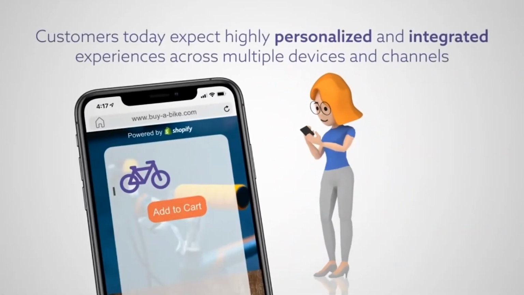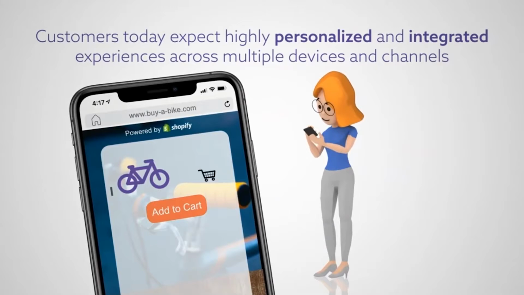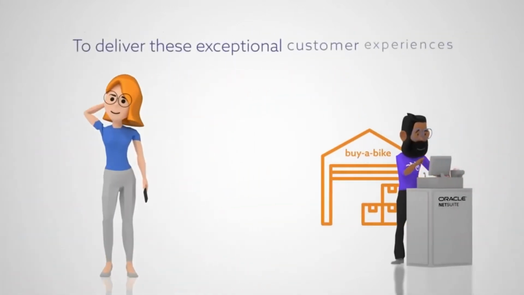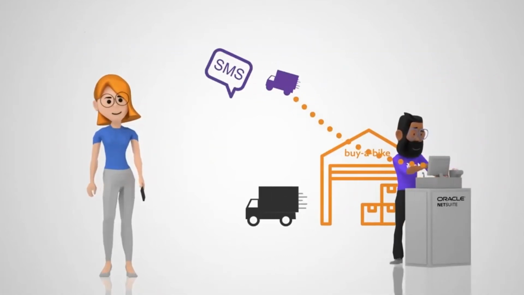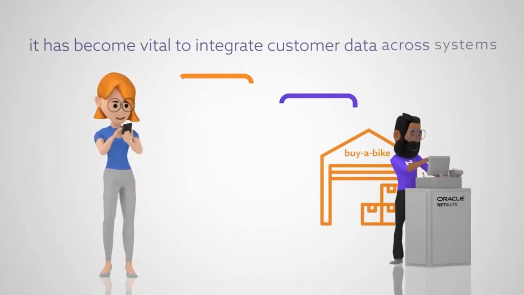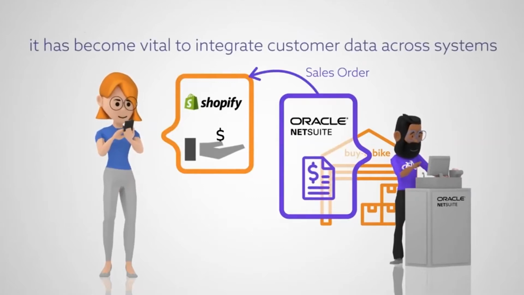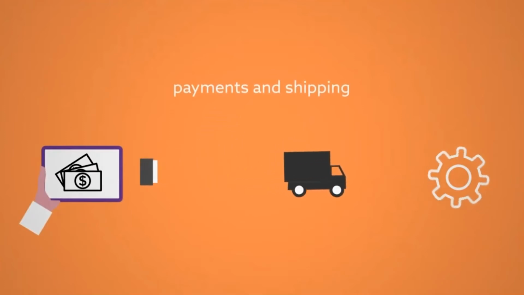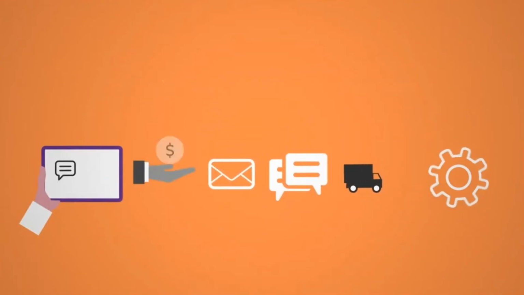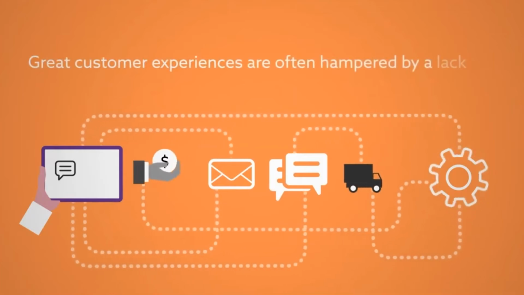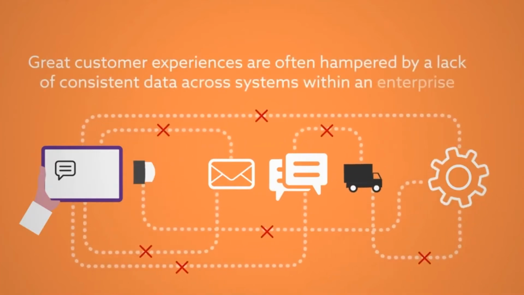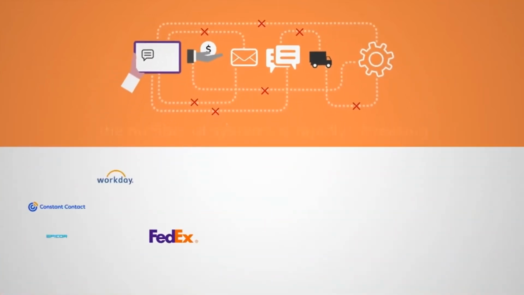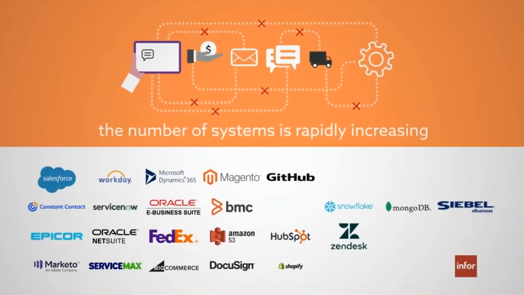Customers today expect highly personalized and integrated experiences across multiple devices and channels. To deliver these exceptional customer experiences, it has become vital to integrate customer data across systems, from processing orders, payments and shipping, to timely cross-channel communications. Great customer experiences are often hampered by a lack of consistent data across systems within an enterprise. To make things more difficult, the number of systems is rapidly increasing.